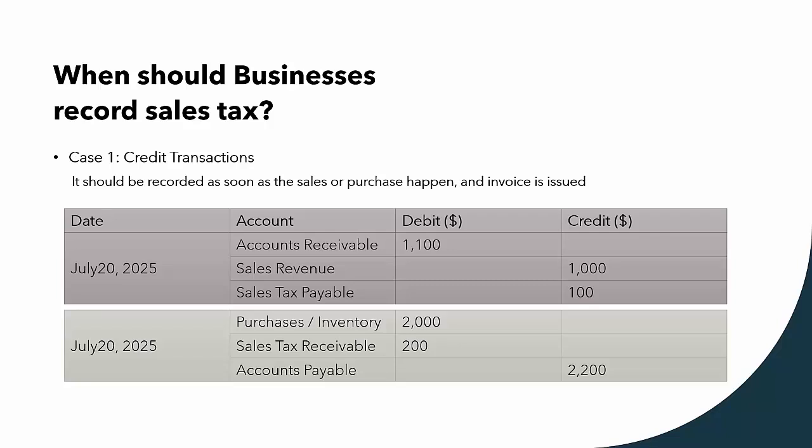The same applies if you are buying something on credit. If you receive an invoice from a supplier for $2,000 and the tax is $200, you must record that tax as soon as you get the invoice, even though you will pay the supplier later. Key point: for credit transactions, sales tax is recorded when the invoice is received or issued, even if the money has not been paid yet.